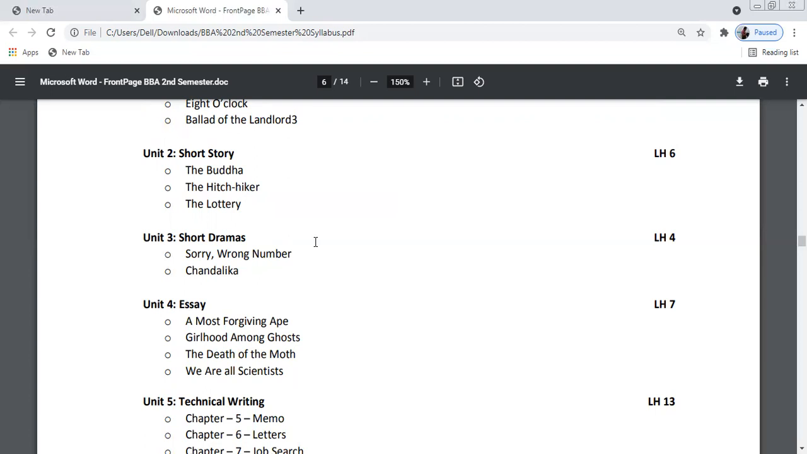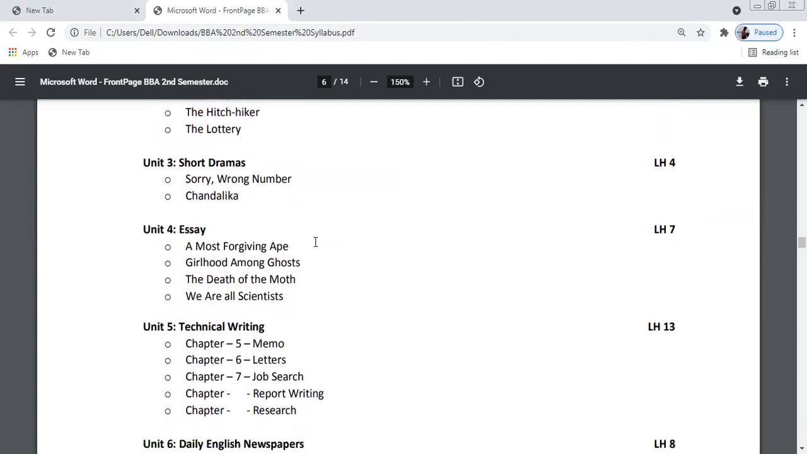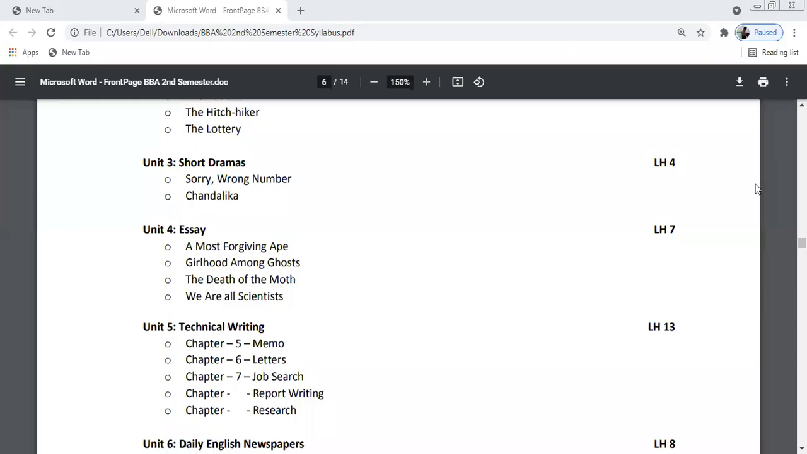Then unit 5 is about technical writing. In technical writing, there is a chapter on memo writing, a chapter about letter writing, and a chapter about job search. The next chapter is about report writing, and the last one is a resource.